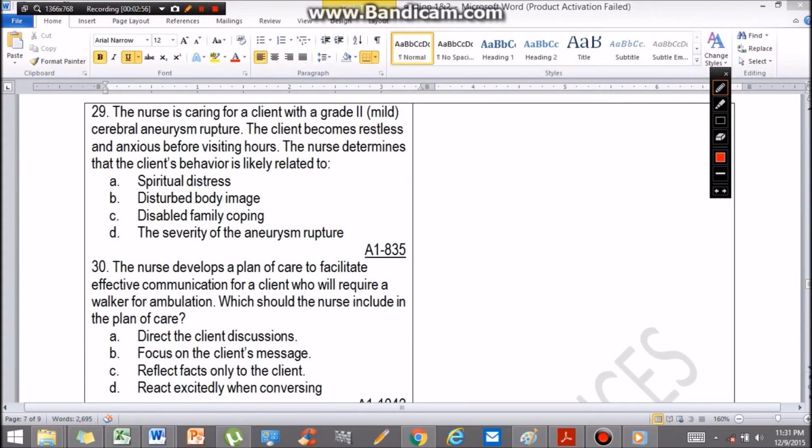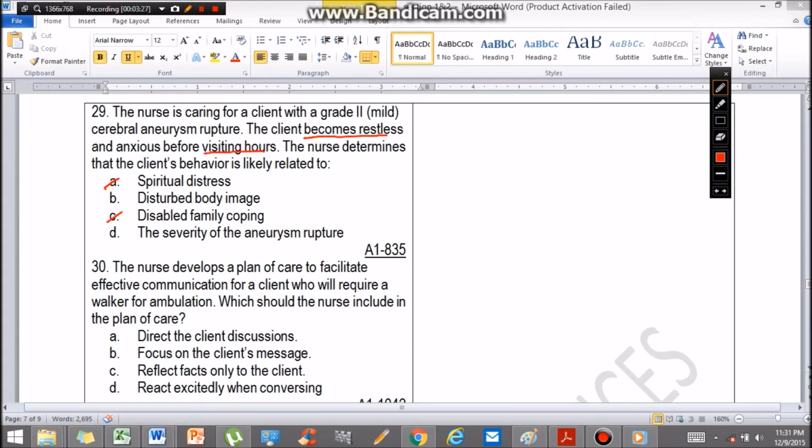Number 29. The nurse cares for a client with a grade 2 mild cerebral aneurysm rupture. The client becomes restless and anxious before visiting hours. The nurse determines that the client's behavior is likely related to... First, let's eliminate spiritual distress and disabled family coping because there's no data to support that. Okay, now going back to the situation, take note, the client becomes restless during visiting hours.